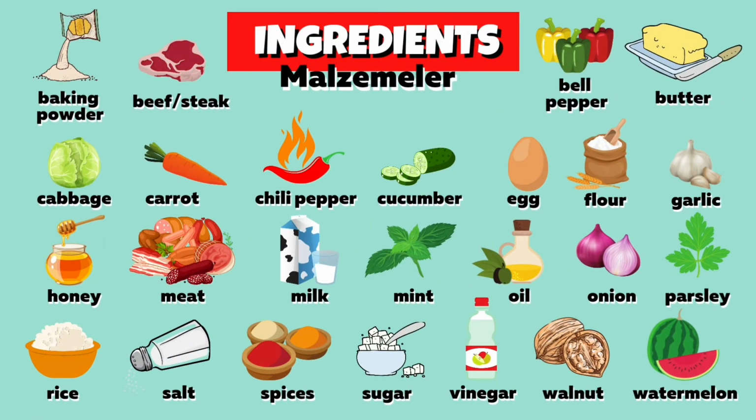Ingredients. Baking powder, beef steak, bell pepper, butter, cabbage, carrot, chili pepper, cucumber, egg, flour, garlic, honey, meat, milk, mint, oil, onion, parsley, rice, salt, spices, sugar, vinegar, walnut, watermelon.